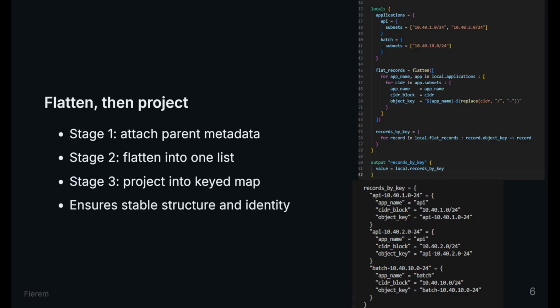The safe pattern is two-stage. First, use nested for expressions to attach the parent metadata each child will need later. Second, call flatten to collapse the shape into one sequence. After that, project the list into a map for for_each if resources must be created. The outcome is readable code, stable addresses, and fewer refactors when the input hierarchy grows.